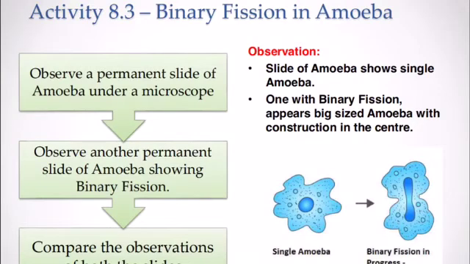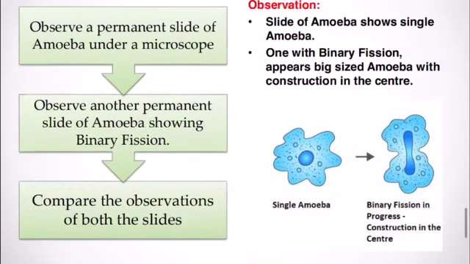Next activity is 8.3. In this activity, binary fission in amoeba, we can see slide में हमने क्या करना है, observe a permanent slide of amoeba under the microscope. बनी बनाई slide we will observe under the microscope. So what we will see under the microscope, he is saying permanent slide of amoeba showing binary fission, compare and observation. So you will see single amoeba and it is dividing. Okay, progress इस तरह की आपको slide नजर आएगी. This one.